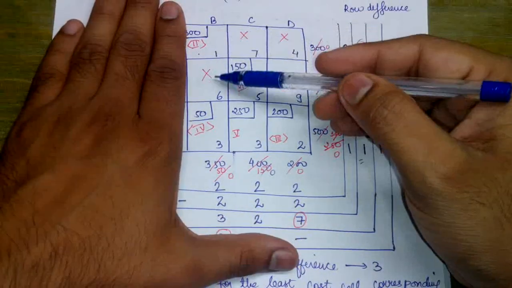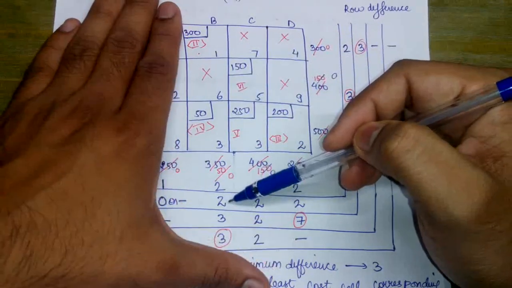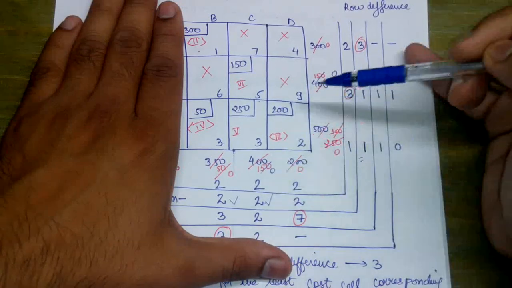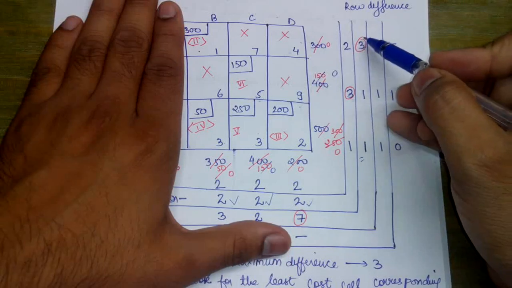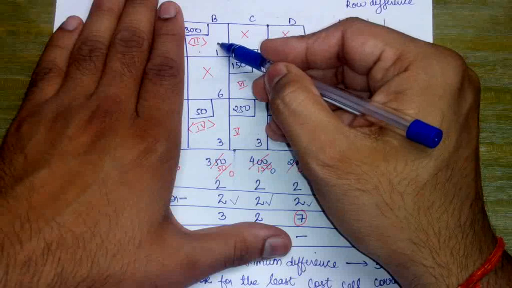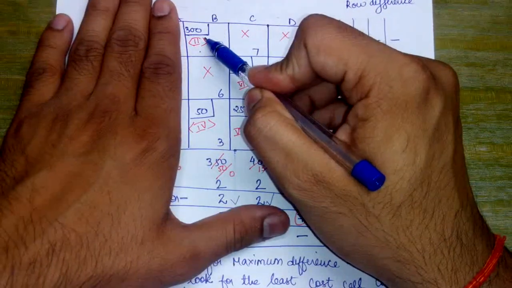And for this particular column, the difference is 3 minus 1, that is 2. 5 minus 3, that is 2. 4 minus 2, that is 2. Again, we see that the largest difference is 3, and corresponding to the largest difference, the smallest element cost is 1. So now we will allocate this place.